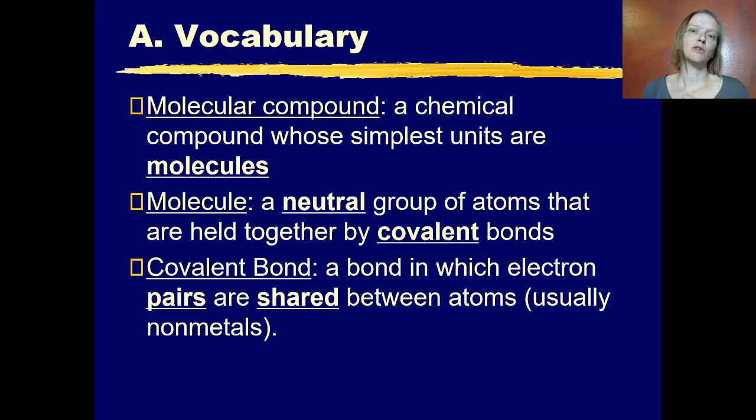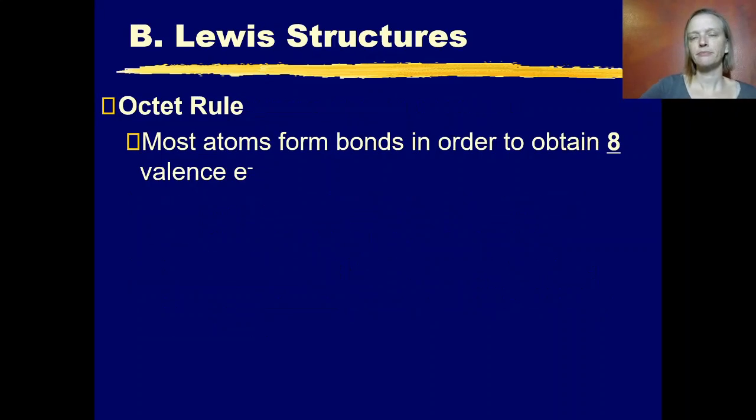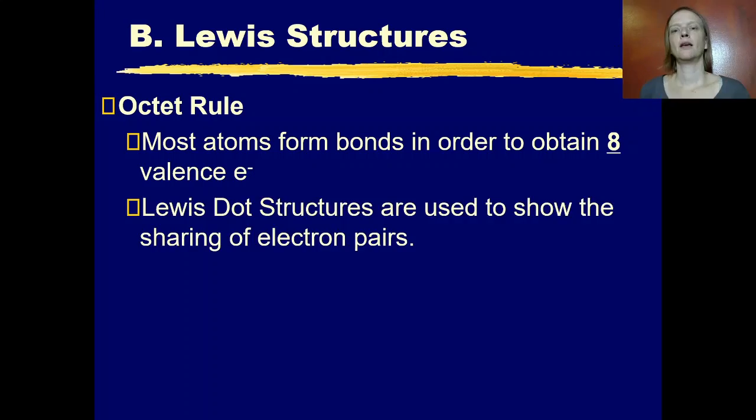Metalloids sometimes get involved as well. But these are shared electrons as opposed to the transfer of electrons that we saw with ionic compounds. Remember that according to the octet rule, most atoms form bonds in order to obtain 8 valence electrons. Atoms are bonding to have a full valence shell. Just like we use Lewis dot structures to show ionic bonding, we can use Lewis dot structures to show covalent bonding.